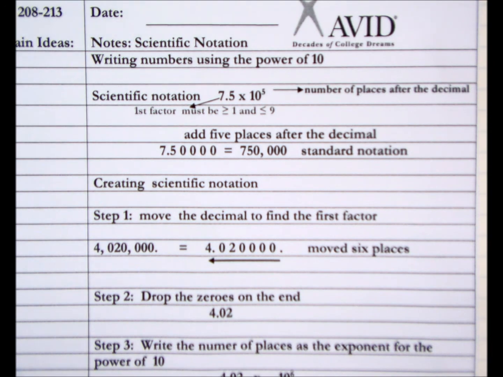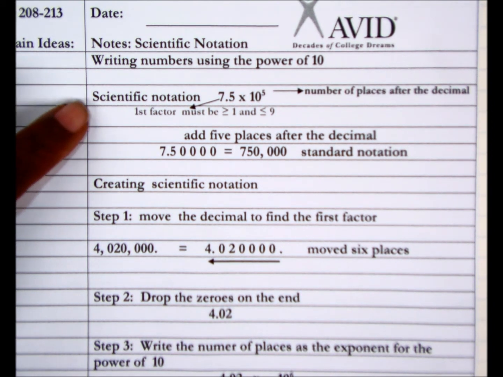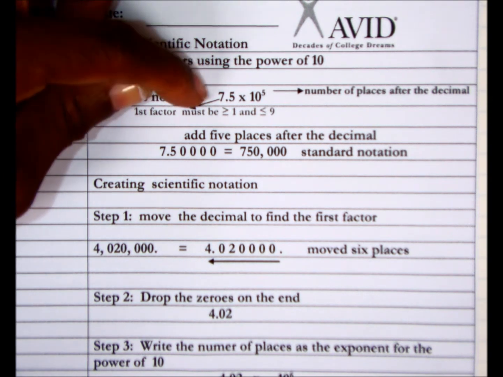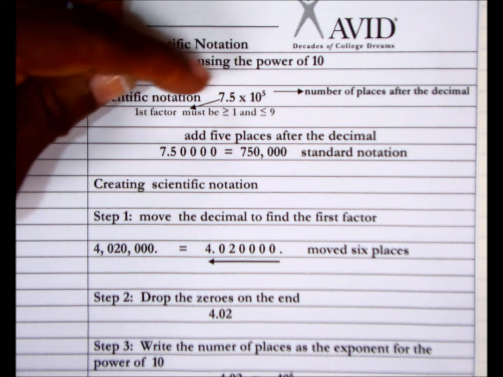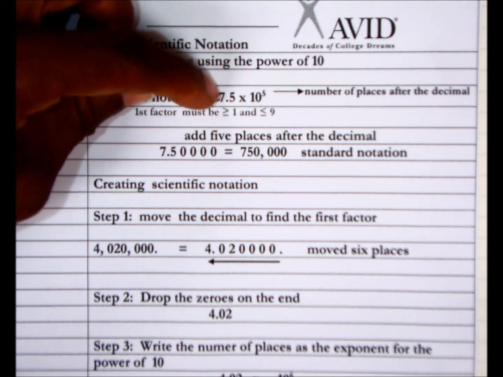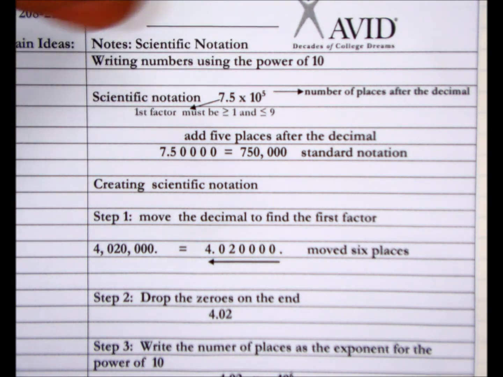But you remember that scientific notation is about writing numbers using the power of 10. So let's look at something that's written in scientific notation. This says 7.5 times 10 to the 5th power. The first factor in scientific notation has to be greater than or equal to 1 and less than 9. So it's got to be between 1 and 9.